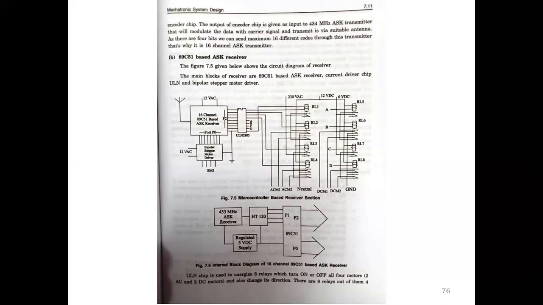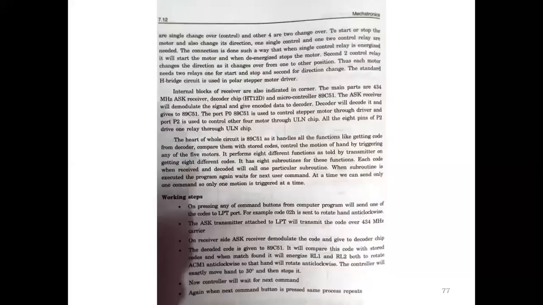So there is the 433 MHz ASK receiver, then a regulated 5 volt DC supply, then the HT12D, then the 89C51 based ASK receiver. Now we will see the working steps of the pick and place robot. On processing any command button from the computer program, it will send one of the codes to the LPT port. For example, code 02 is sent to rotate anti-clockwise. The ASK transmitter attached to the LPT will transmit the code over the 434 MHz carrier.